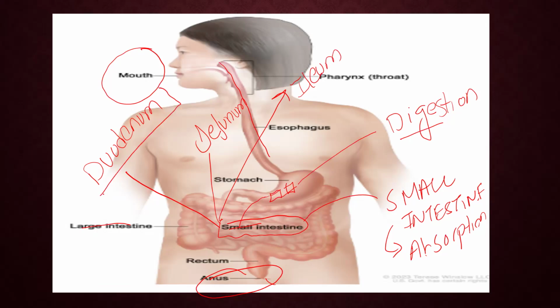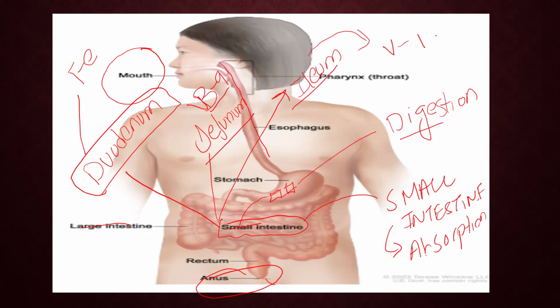So iron is absorbed in the duodenum. In the jejunum, B9, vitamin B9, that is high yield. In the ileum, vitamin B12, right? So if there is a problem in absorption, it will impair the absorption of these nutrients, right?